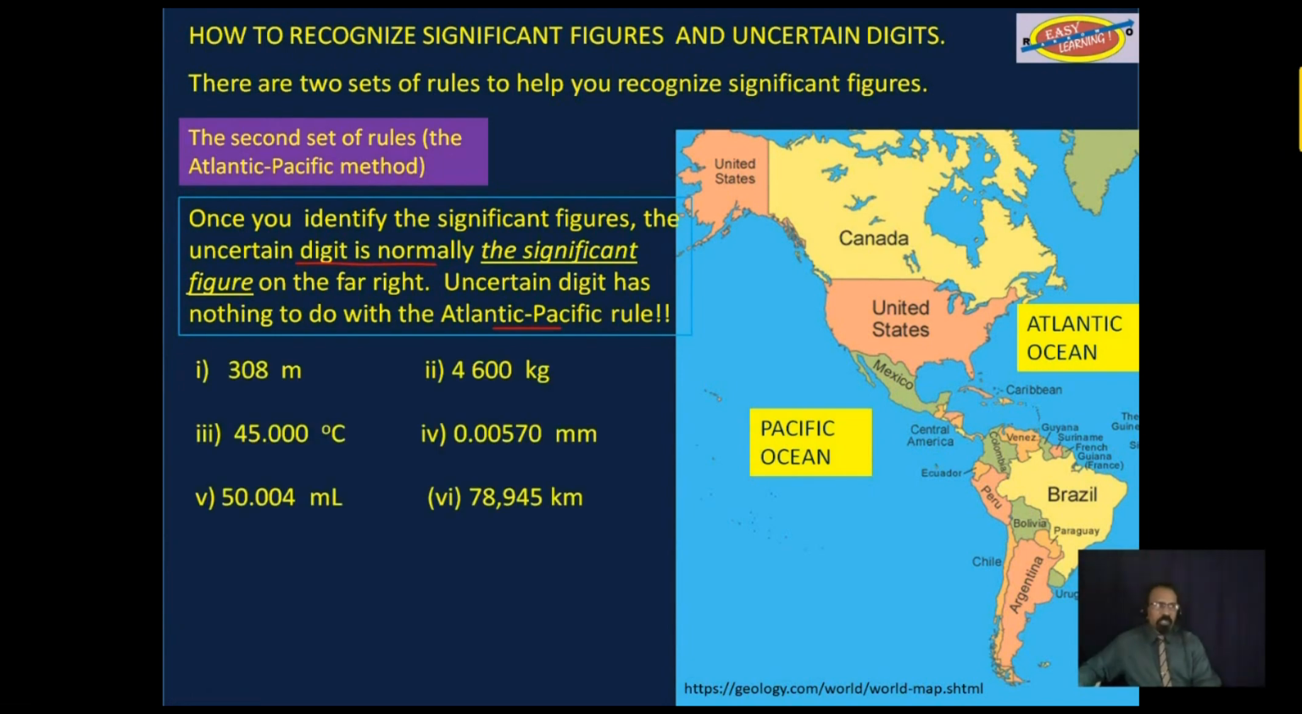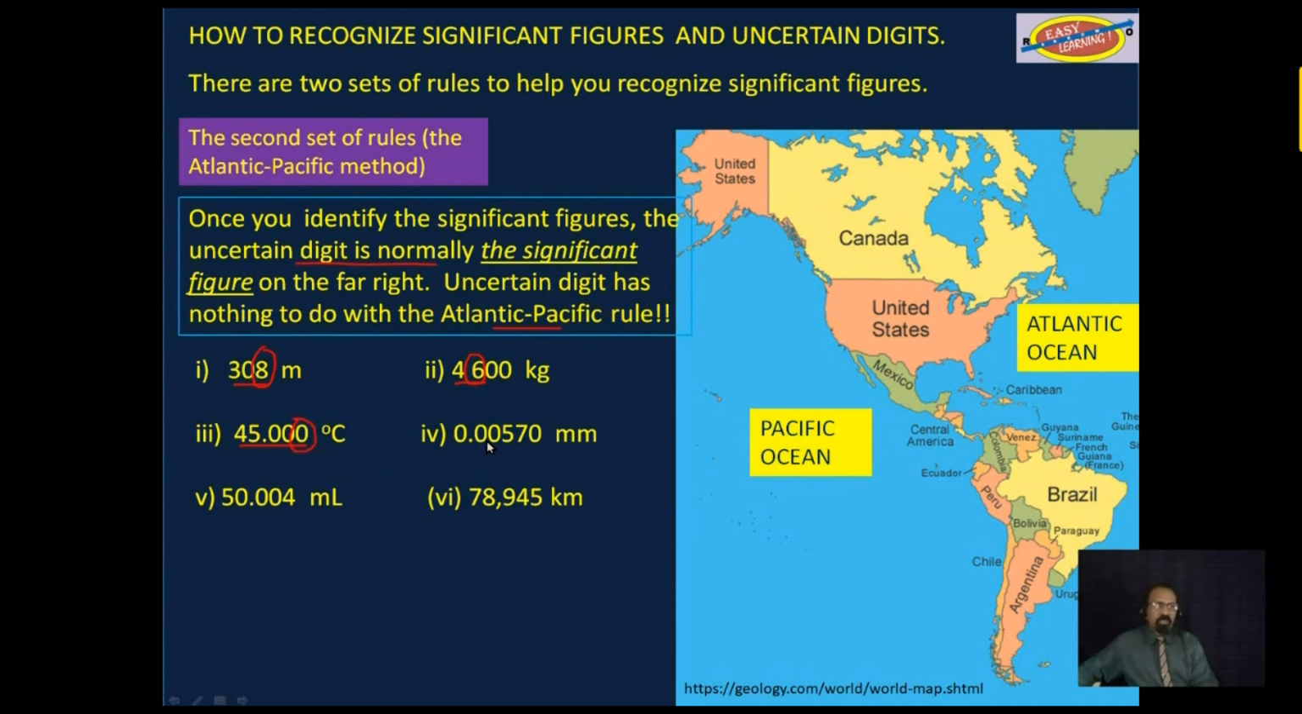So take these numbers here. Whatever rule you are using, 308, we have 3 significant figures. 8 is our uncertain digit. In this number here, 4,600, we have only 2 significant figures. 6 is our uncertain digit. In number 3, 45.000 degrees Celsius. That's very, very precise. And so we have 5 significant figures. This 0 is our uncertain digit.